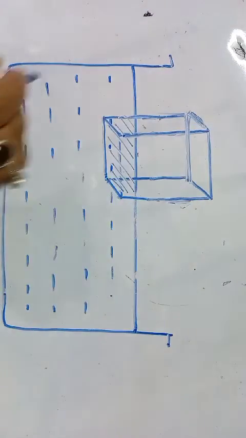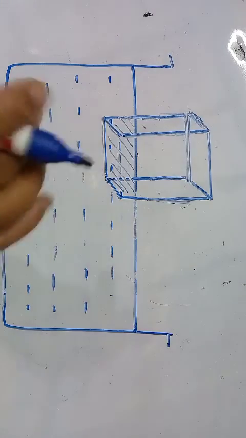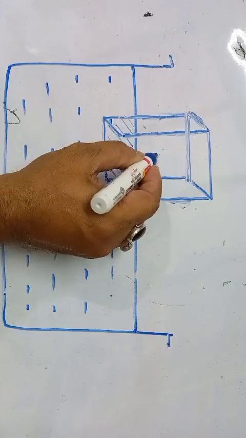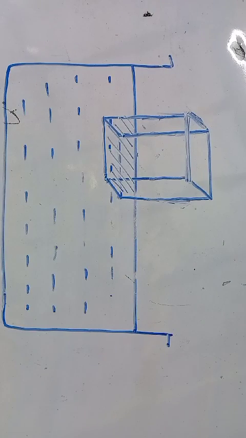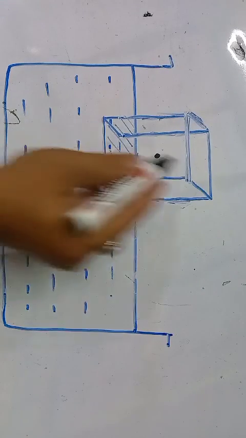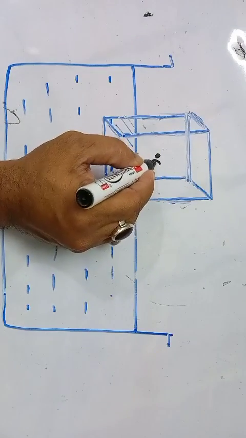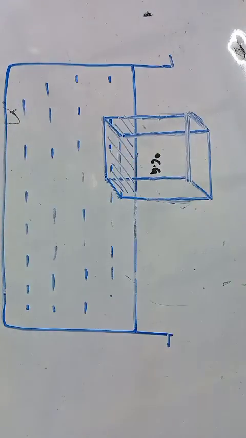Again, coming back to the difference between center of gravity and center of buoyancy. Center of gravity will always lie at the geometrical center. Let me use a black colored marker to show you this. This will be the geometrical center of the entire body because of the shape. So you have this as the center of gravity.